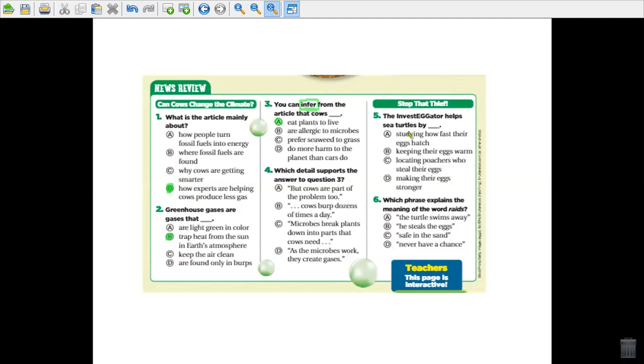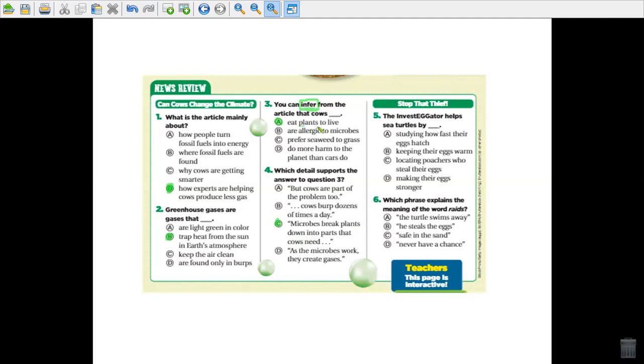Question number 4, which detail supports the answer to question 3? So now that you know question 3 is A, eats plants to live, which one of these sentences goes with that or supports that? The correct answer is C. Microbes break plants down into parts that cows need. So this part right here matches eats plants to live.